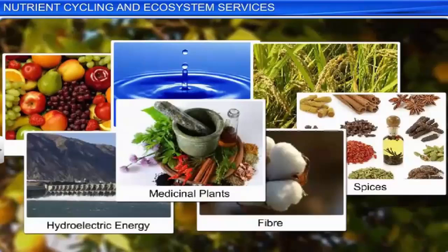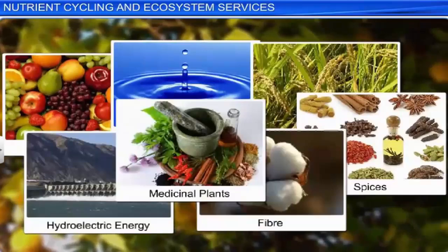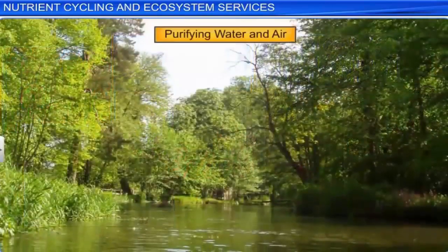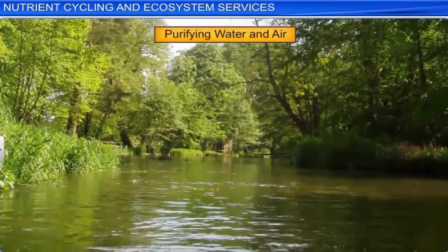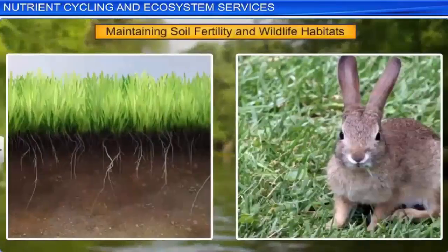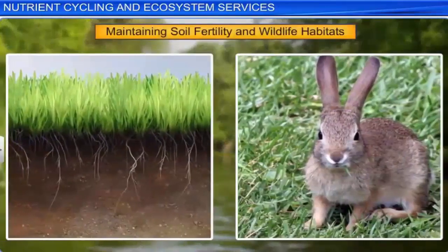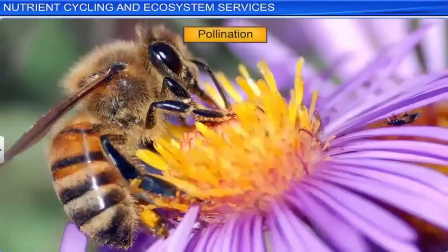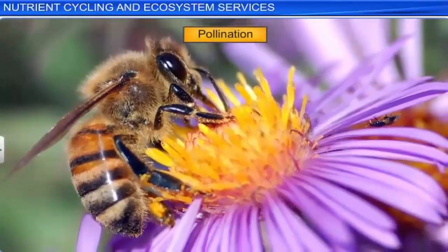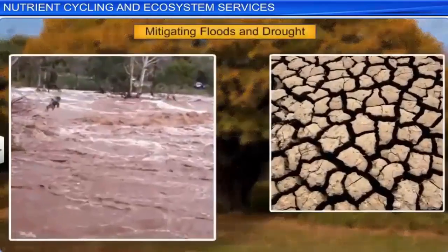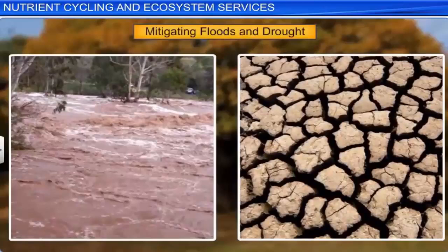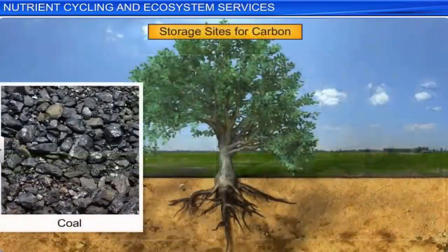A healthy ecosystem also provides us services or performs functions such as purifying water and air, maintaining soil fertility and wildlife habitats, pollination, nutrient cycling, mitigating floods and drought, and providing storage sites for carbon.